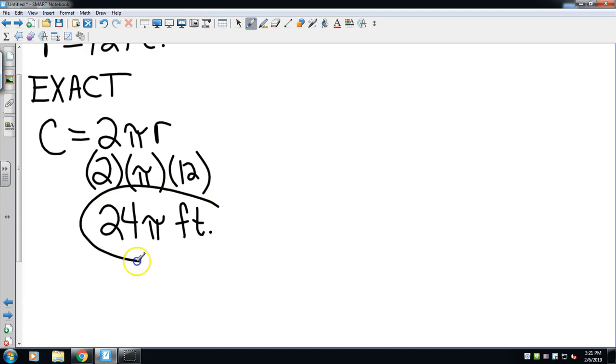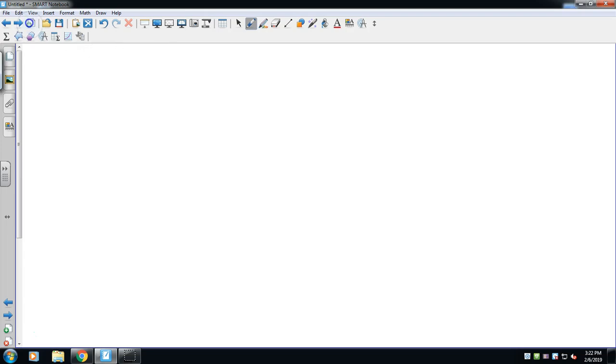Again, that is the exact measurement. It is exactly 24 times pi. If for some reason they asked you to find the measurement to the nearest tenth, then at that point we would know we would need to substitute in for pi. But I don't think they're going to do that. I think they're going to do mostly the exact. Okay, so now let's see what that has to do with arc length.